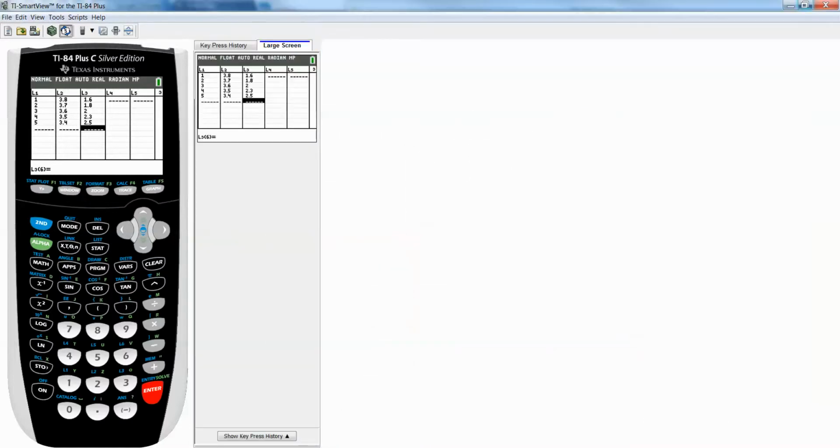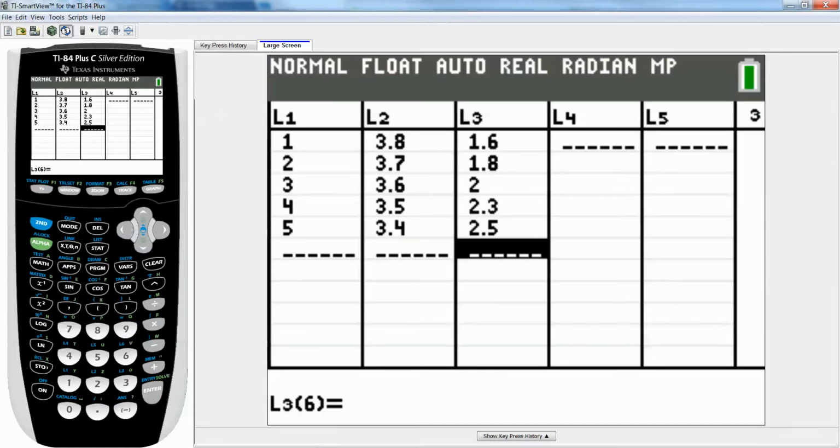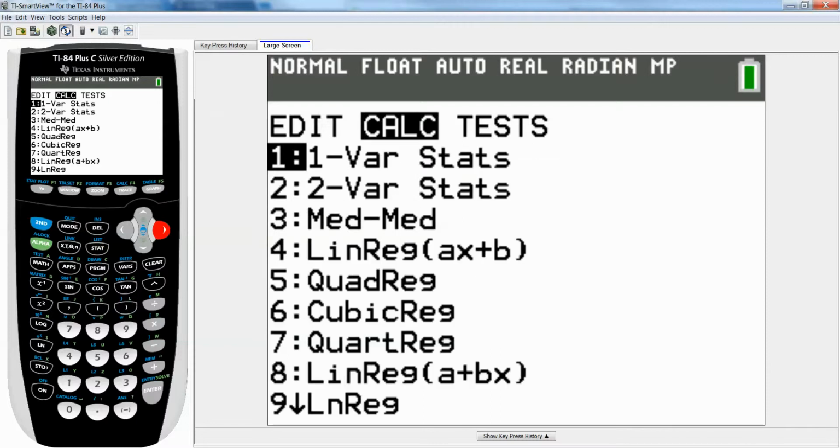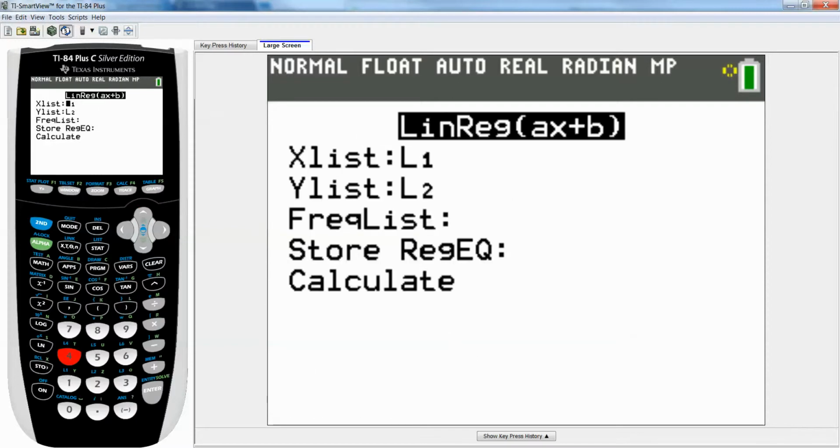Now we want to be able to find the equations. So let me go to Stat, move to the right to Calculate, and I want number 4, which is linear regression. Now you can either move down with the arrows till it's highlighted 4 and press Enter, or you can actually just press the number 4 from wherever you are. So I see number 4, so I press number 4.